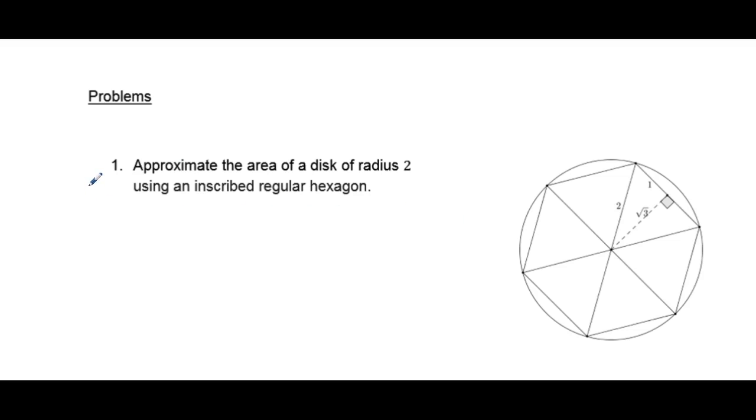Here is number 1: approximate the area of a disk or circle of radius 2 using an inscribed regular hexagon. Here's the radius. Notice in this question, the radius goes from the center out to a point on the circle. And in this case, the radius is one of the sides of the equilateral triangle. We said before we were going to have a 30-60-90 right triangle in these pictures with the regular hexagons. And they've already labeled the sides for us. We end up with a 1, 2, radical 3. So this is our standard 1, radical 3, 2 triangle, and they've labeled the sides.